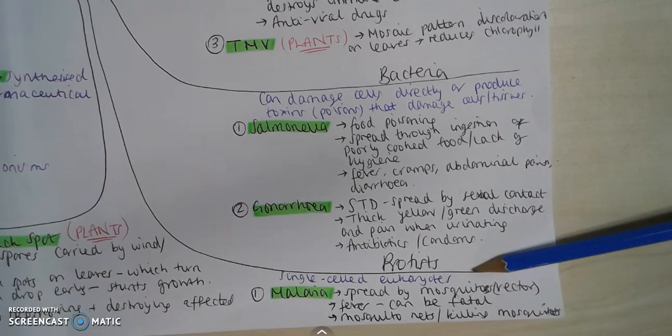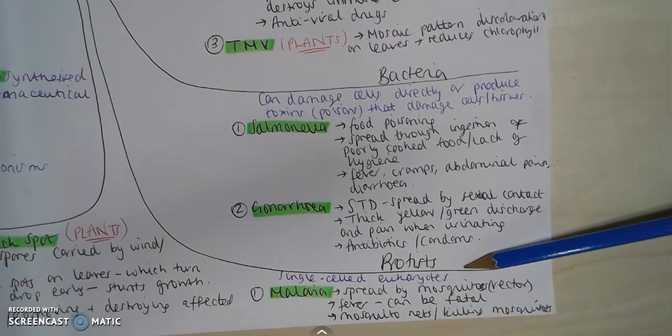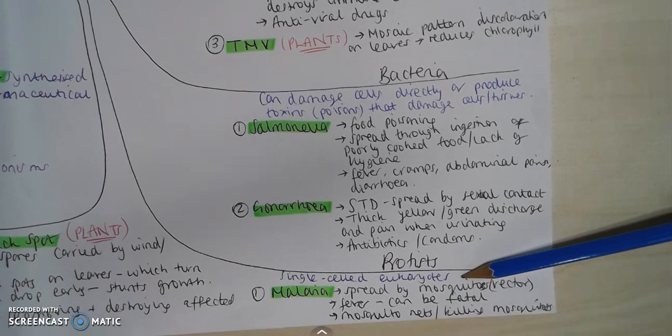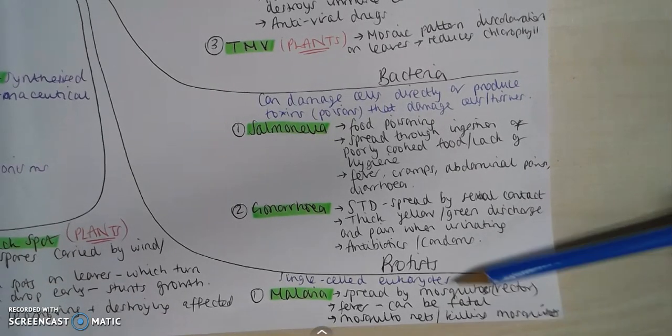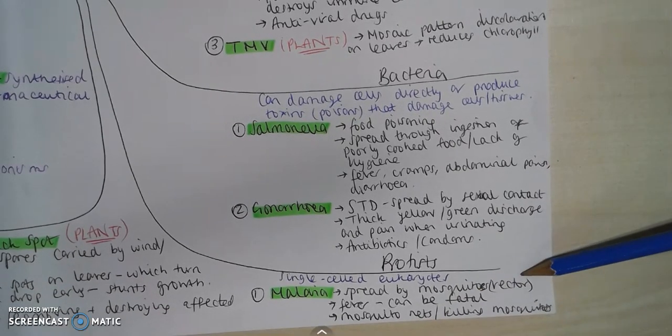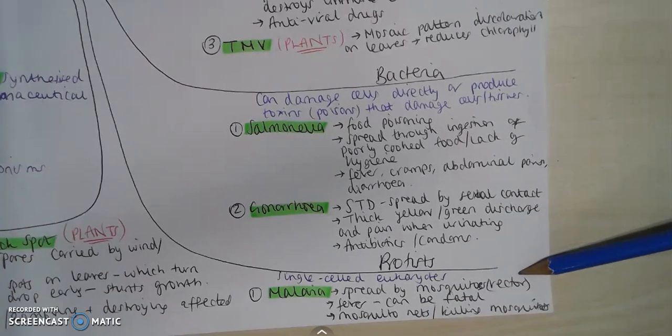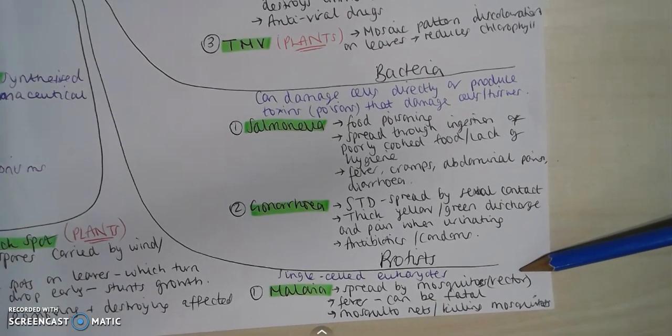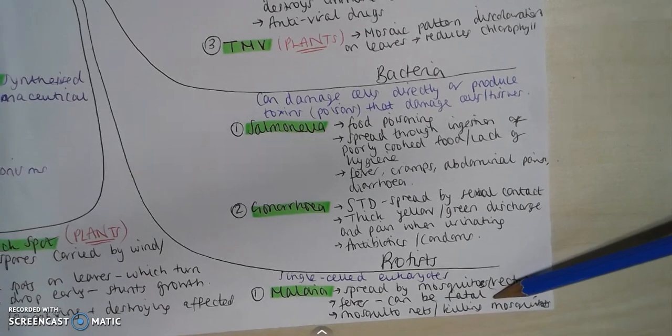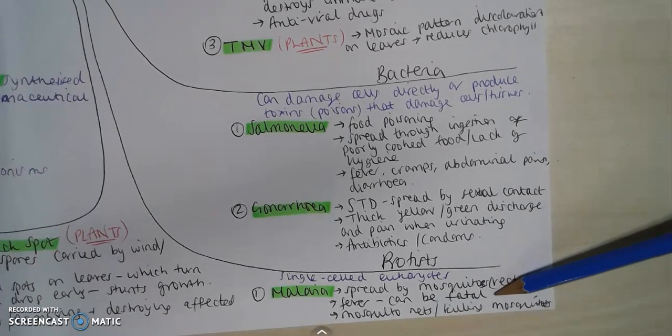Moving on then to group number 3, the protists. These are single-celled eukaryotes, so they have nuclei. The main example of protists that we need to be aware of is malaria. This one is spread by mosquitoes, which act as the vector because they transmit the malaria protist. Typical symptoms are fevers, and they actually can be fatal, so it's a really severe fever.